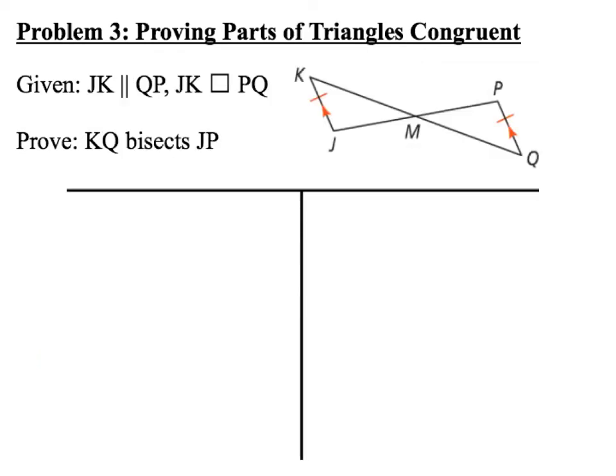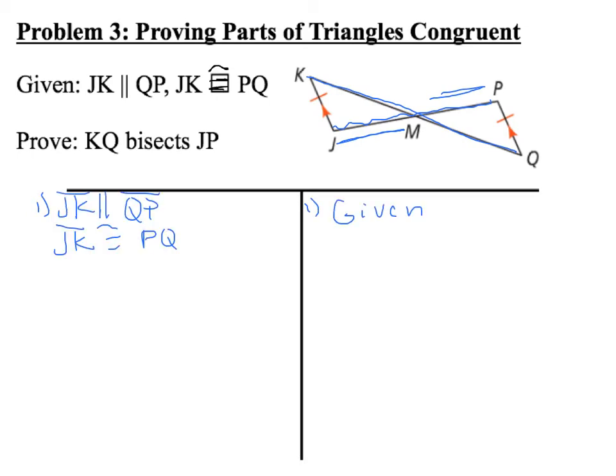Now this one's a little bit more complex. I have to prove that KQ, this line right here, is bisecting JP. Bisecting means cuts it into two parts. So that means those two parts should be congruent. So I first have to say, before I can say bisects, that these two lines are going to be congruent. But my first step in any proof would always be my given statement.